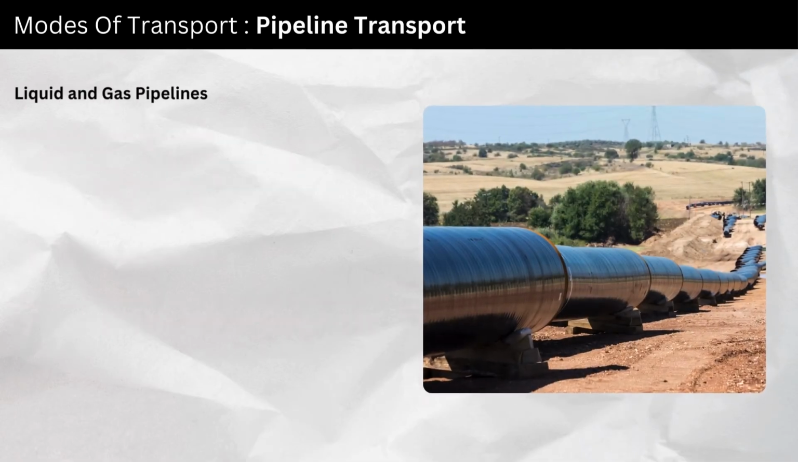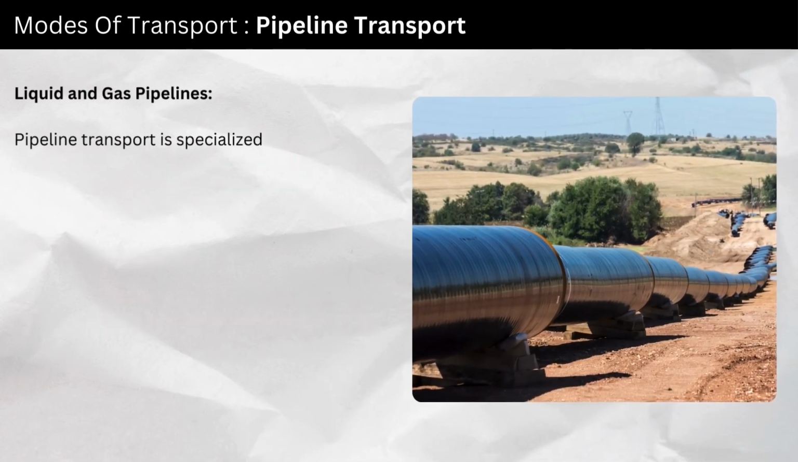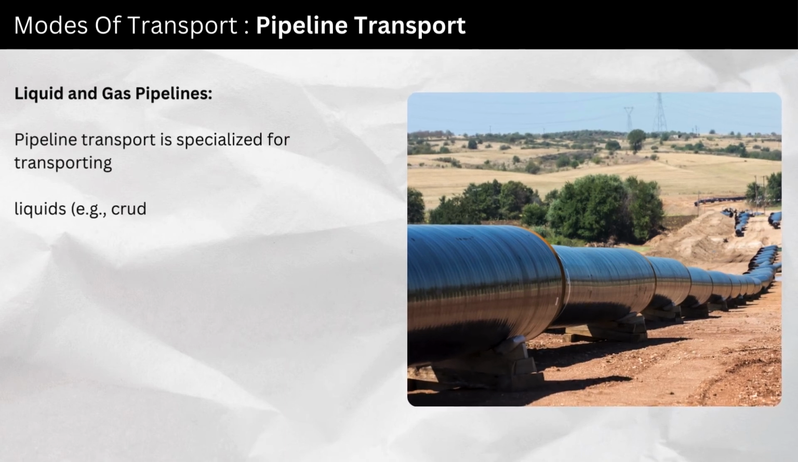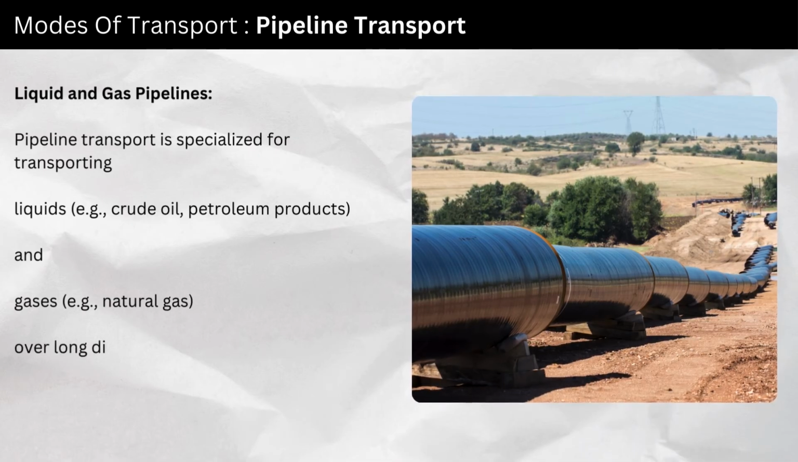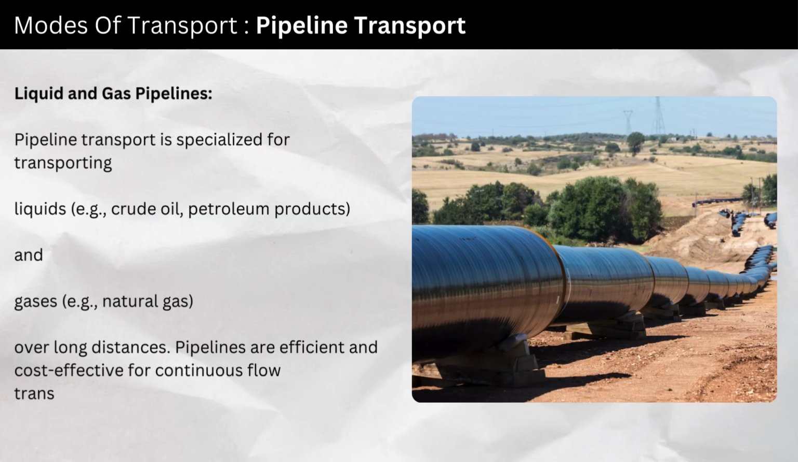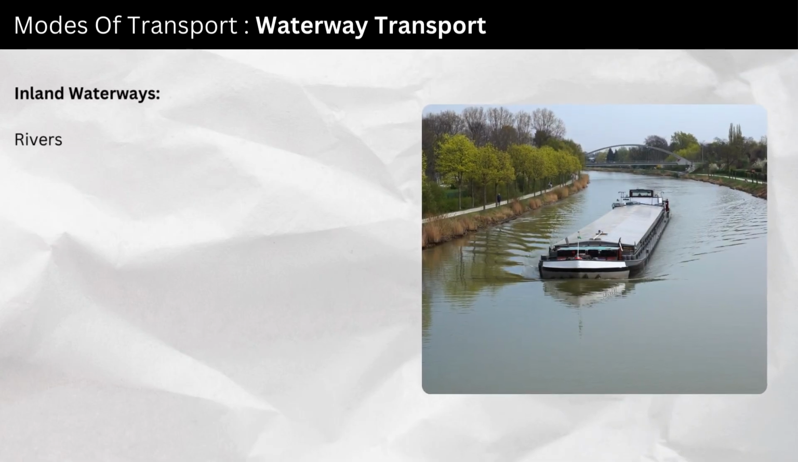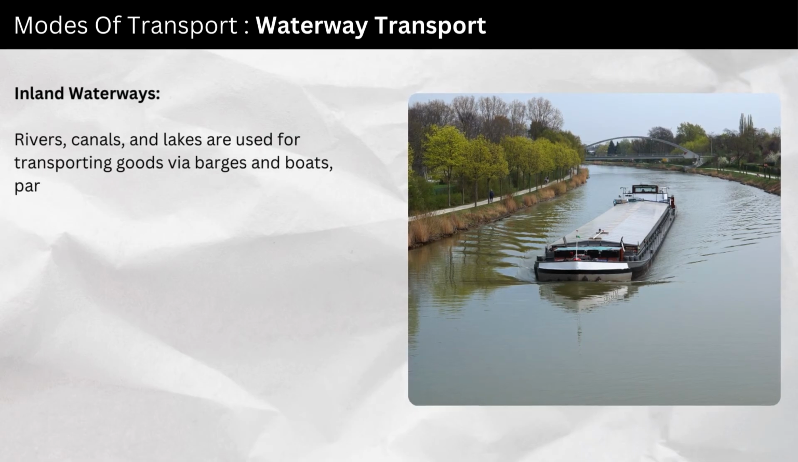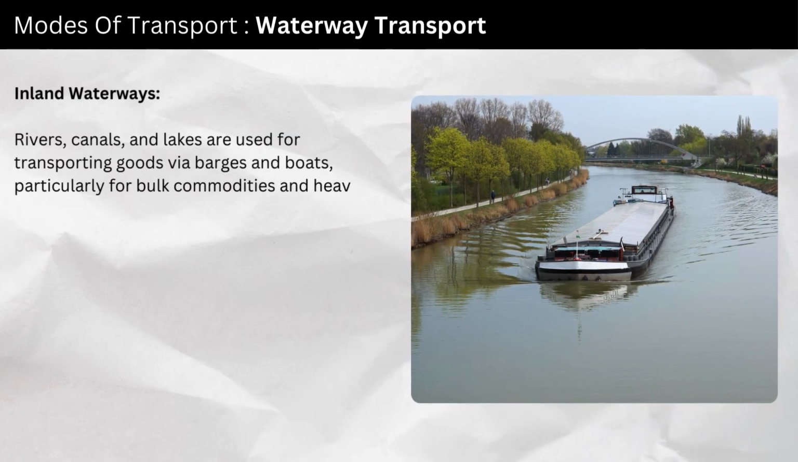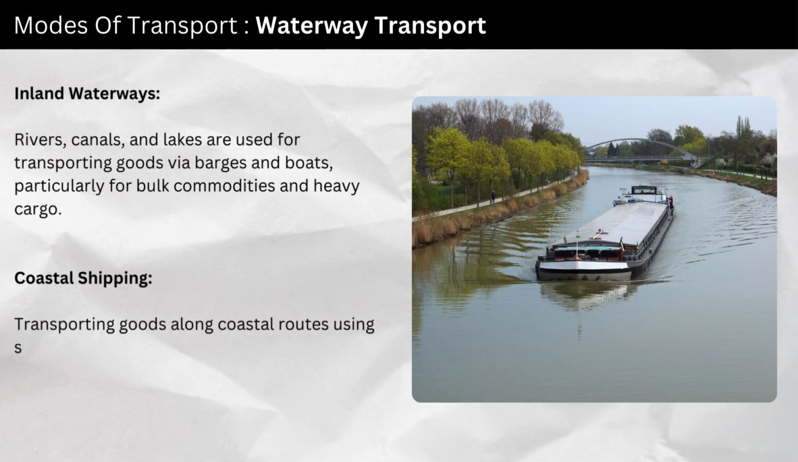Pipeline transport. Liquid and gas pipelines. Pipeline transport is specialized for transporting liquids, crude oil, petroleum products, and gases, natural gas, over long distances. Pipelines are efficient and cost-effective for continuous flow transportation. Waterway transport. Inland waterways, rivers, canals, and lakes are used for transporting goods via barges and boats, particularly for bulk commodities and heavy cargo. Coastal shipping, transporting goods along coastal routes using ships or barges.